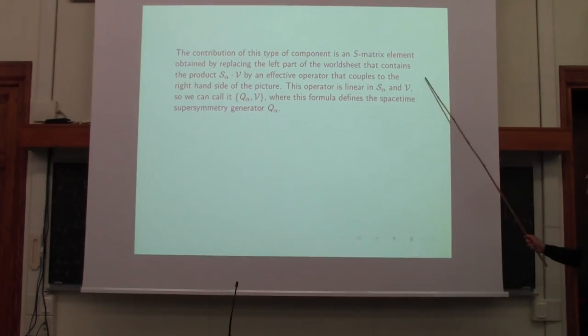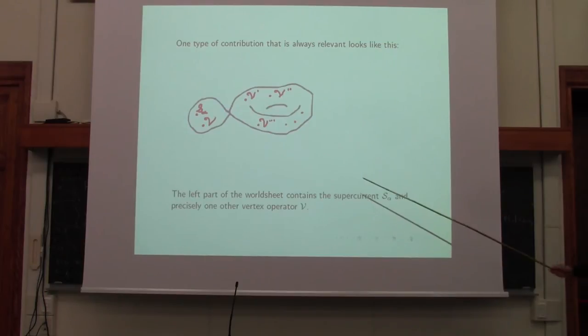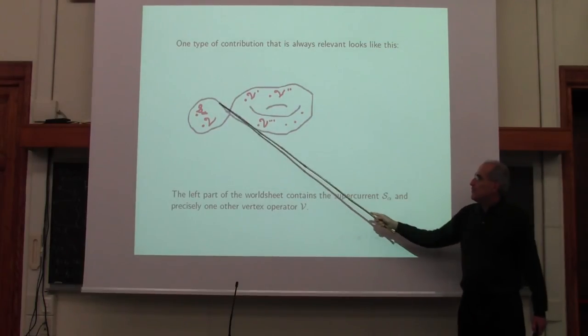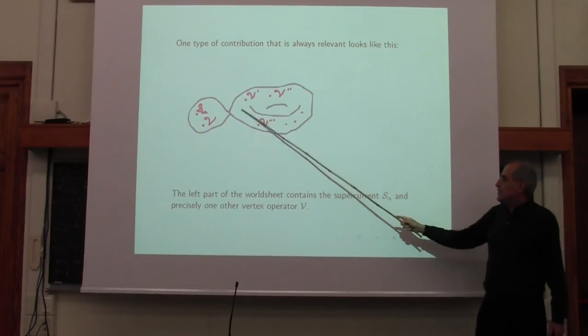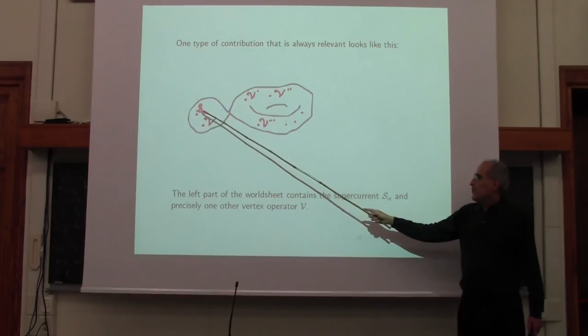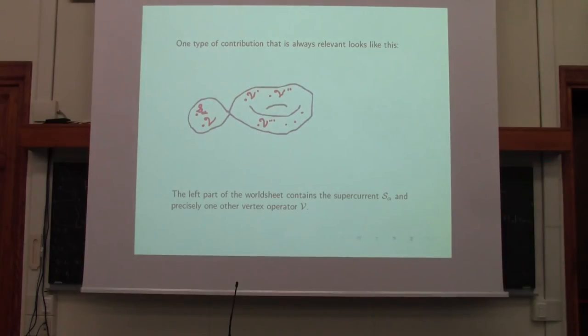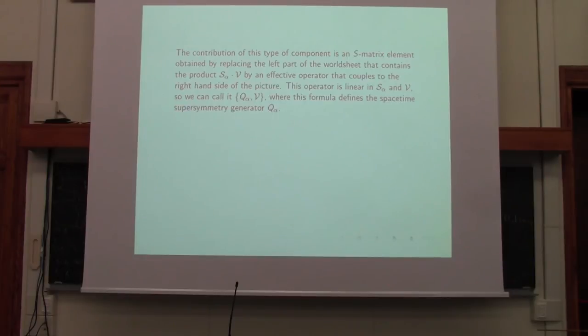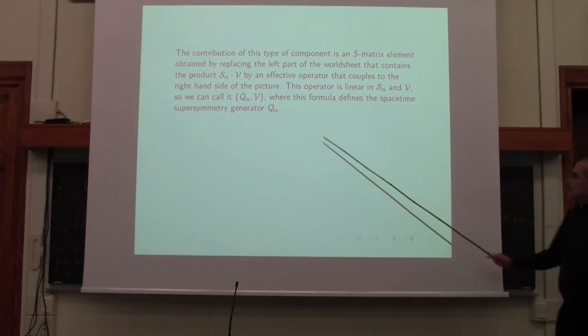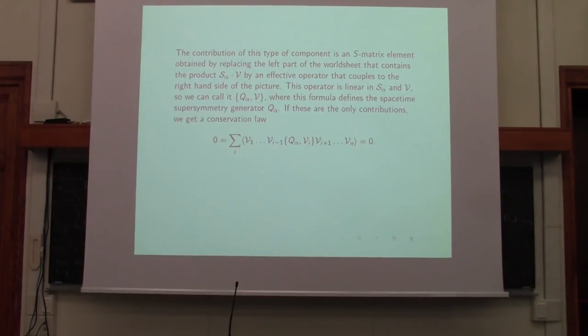This operator is linear in S alpha and in V, so we can call it Q alpha acting on V, where this formula defines a linear transformation over the space of string states. And that linear transformation is called the space-time supersymmetry generator Q alpha. So that's the definition of the space-time supersymmetry generators. Whatever can effectively replace this thing, if you're living over here, is linear in V and in S alpha, so I call it Q alpha of V. In other words, it transforms like a spinor of the Lorentz group. So this gives us a definition of the space-time supersymmetry generator, Q alpha.